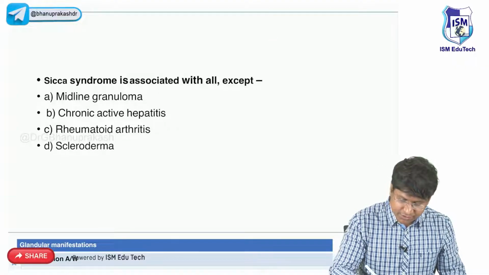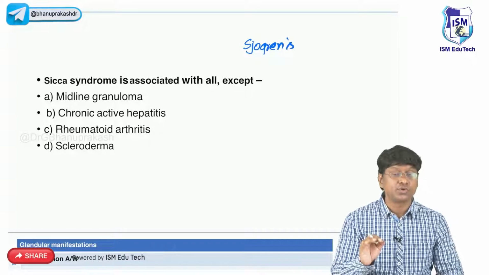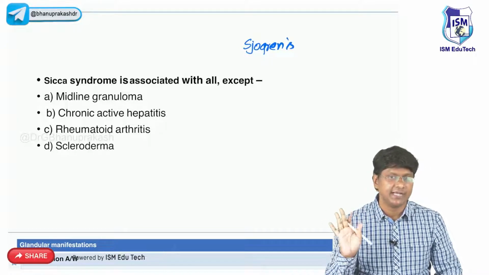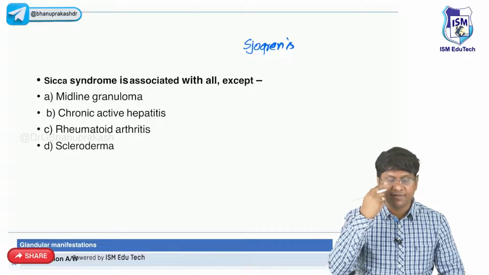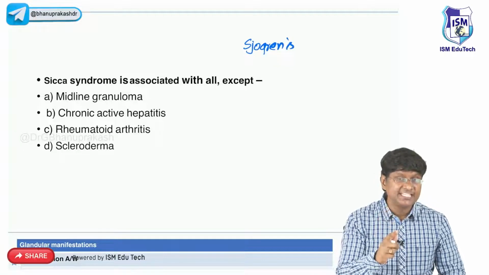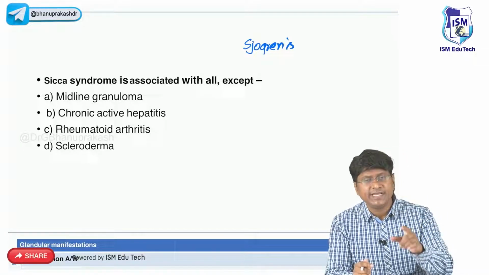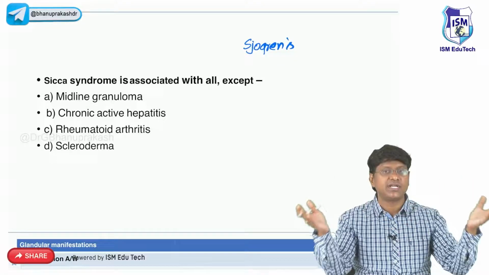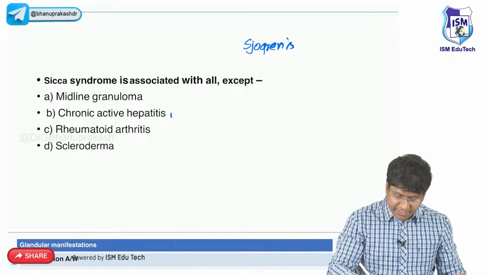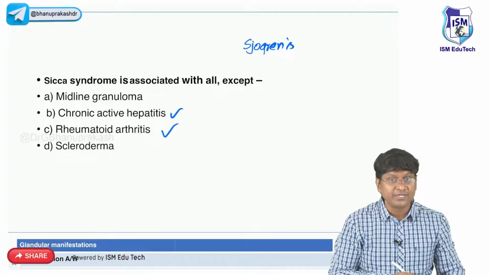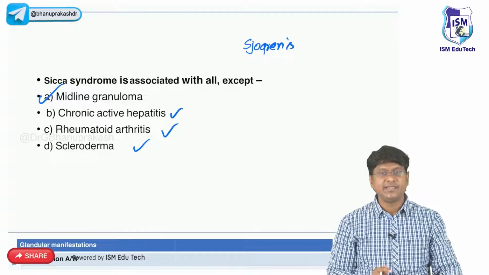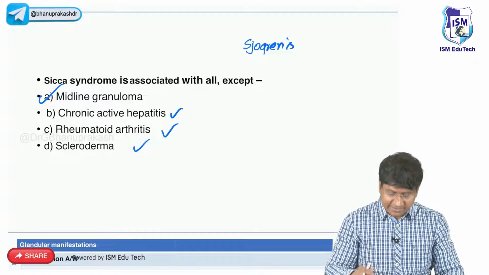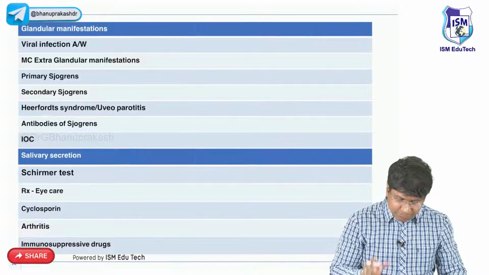If you take this Sjogren syndrome, another name for this is keratoconjunctivitis sicca, where the individual will have dry eyes as well as dry mouth. And in these patients with sicca syndrome, it is not only glandular involvement, there is also extraglandular involvement, okay? So there can be chronic active hepatitis, there can be also rheumatoid arthritis, there can be also scleroderma, but midline granuloma is not seen in case of the sicca syndrome, right? Now let me take up the detailed discussion of Sjogren's.